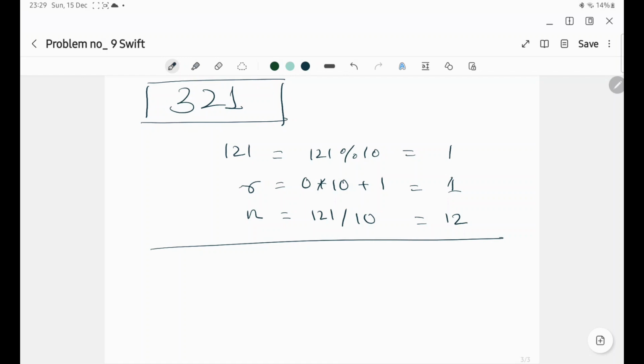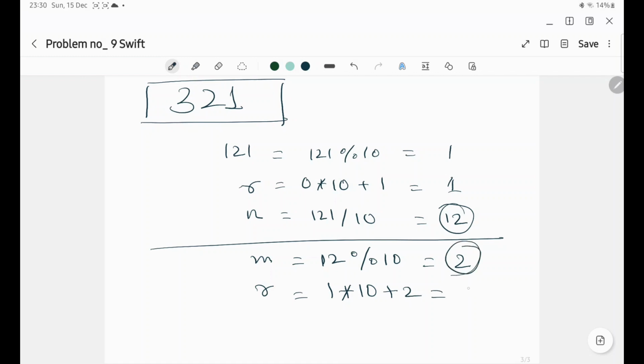The second iteration would be m equal to 12, because this is the last n value, modulo 10, just 2. r equal to 1 into 10 plus 2, because this is the mod value, so it will be 12, right? n equal to 12 divided by 10, which is 1.